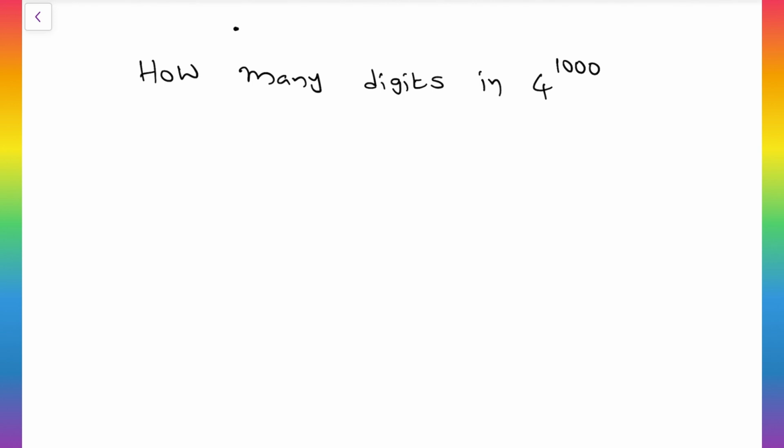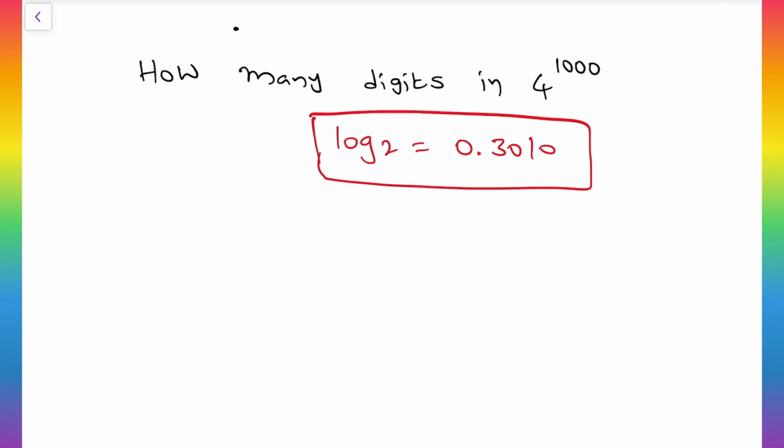For this question, he will give one more value also, that is log 2. Related to that question they will give this log value also. Always keep that in mind. In the question, if you get number 3, they will give log 3 value. If there is a chance to get number 5, they will give log 5 value. In this question we will get the number 2, so that is the reason they give log 2 value only. So if log 2 equals 0.3010, then how many digits will be there in 4 power 1000?